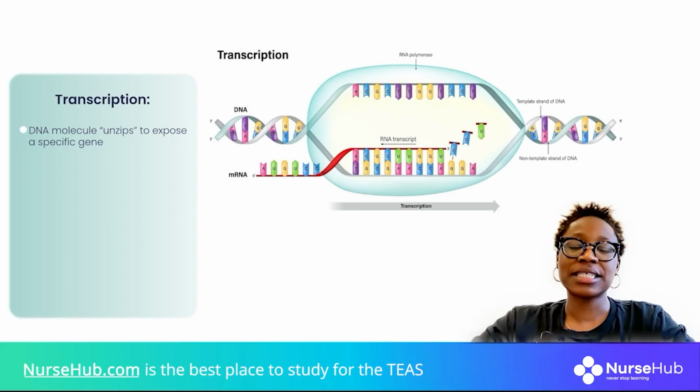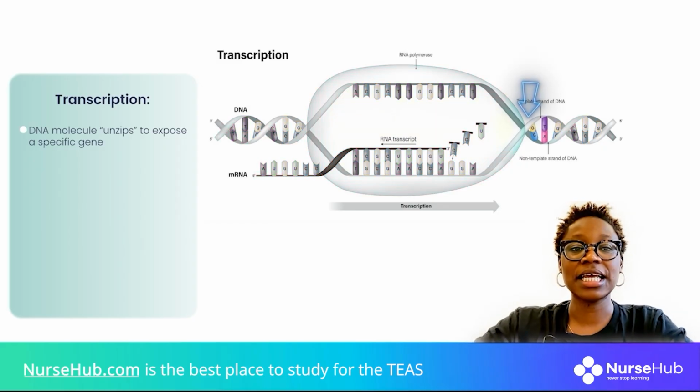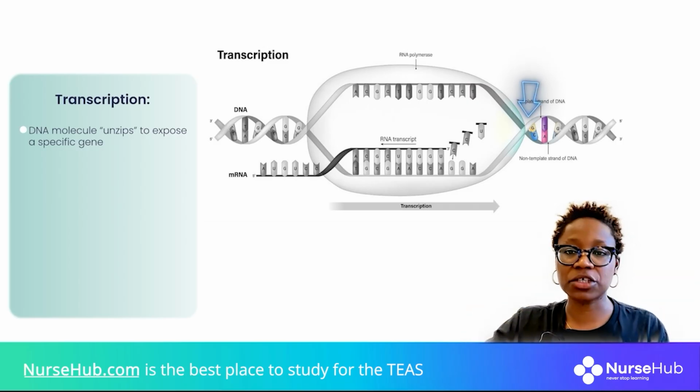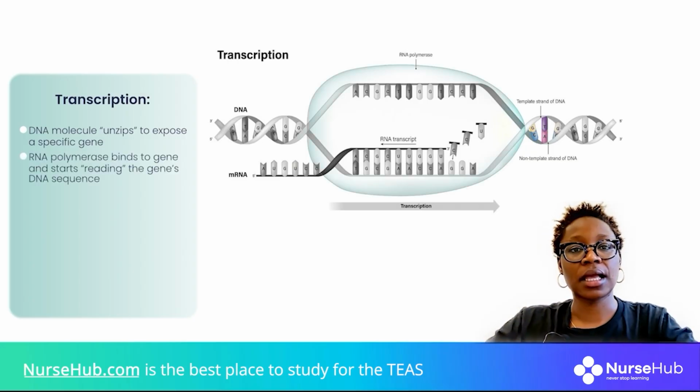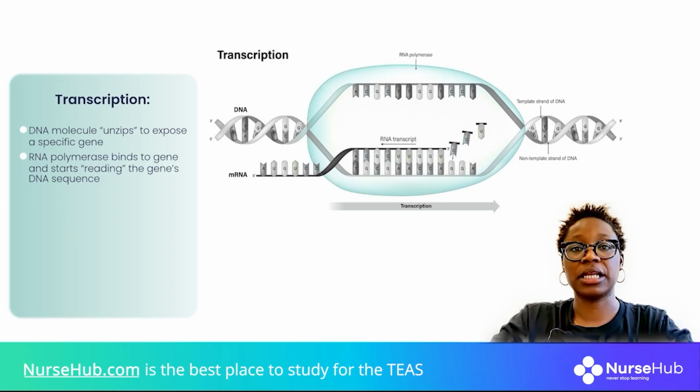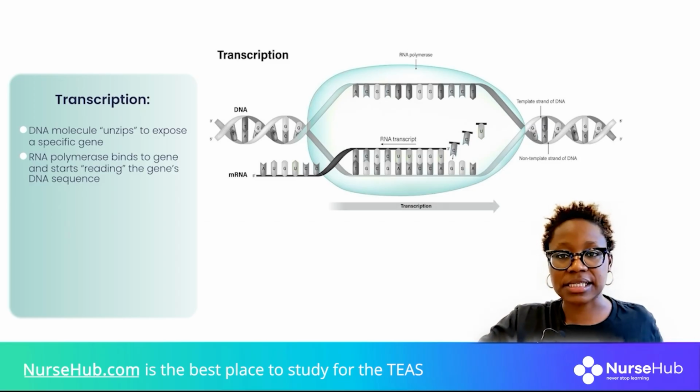So transcription takes place in the nucleus. That's where the DNA is, right? The DNA molecule unwinds, it unzips, and it exposes a specific gene that creates the protein that is needed. RNA polymerase, an enzyme, binds to the gene and starts reading the DNA sequence.